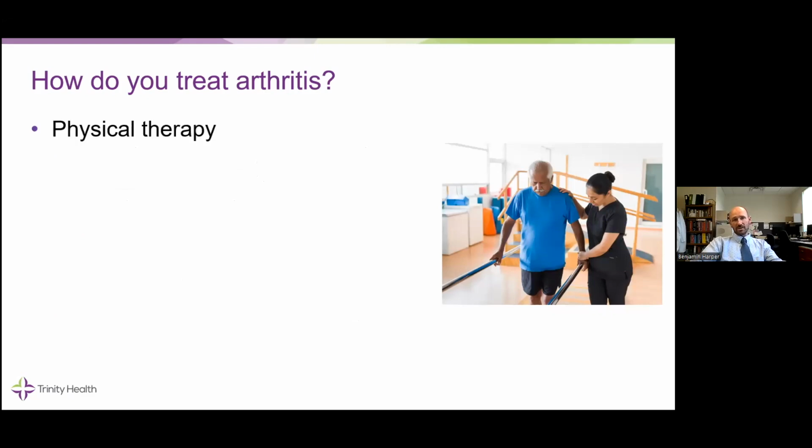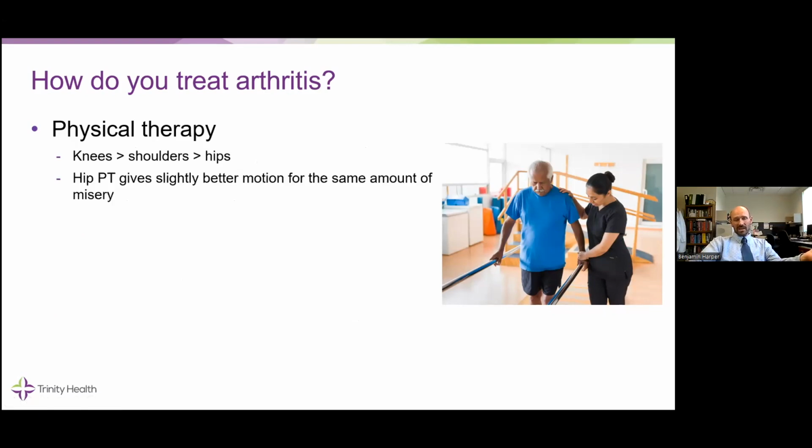Moving up the chain, physical therapy. So this is different depending on the joint. Knees tend to do a little bit better than shoulders, which tend to do a little bit better than hips with therapy, and it's important to realize for arthritis, remember, there are a lot of other things that can go on around these joints that are not necessarily arthritis. Hip PT can get you a little bit better motion because arthritic joints tend to get stiff, but it doesn't tend to help as much with the pain.